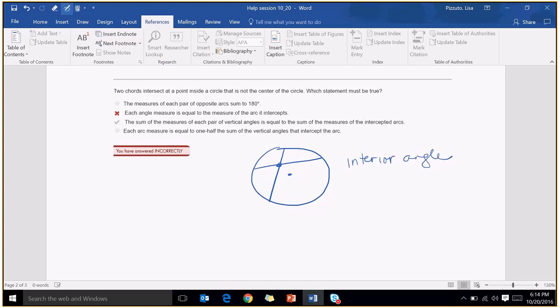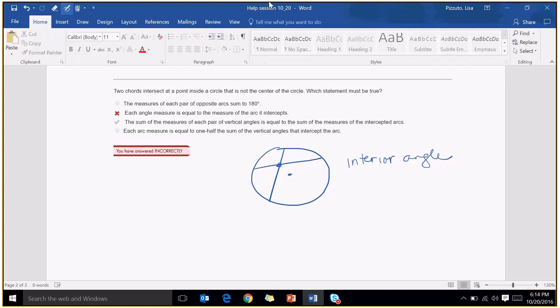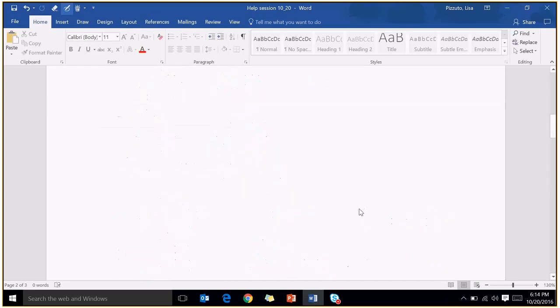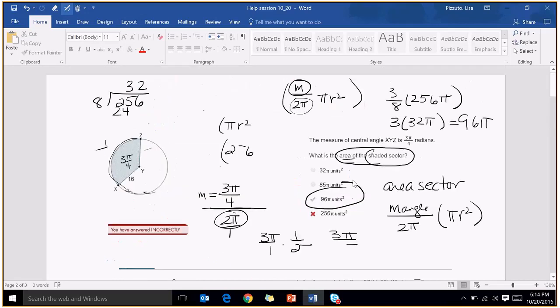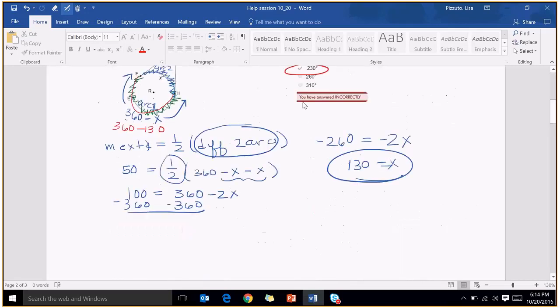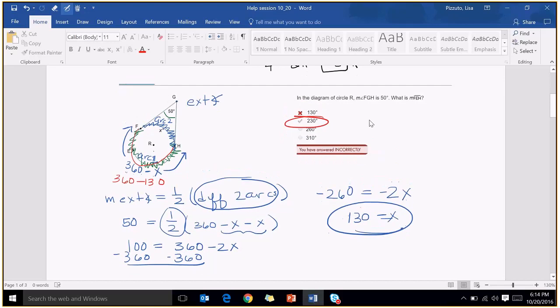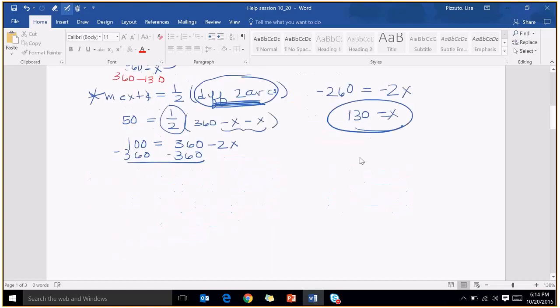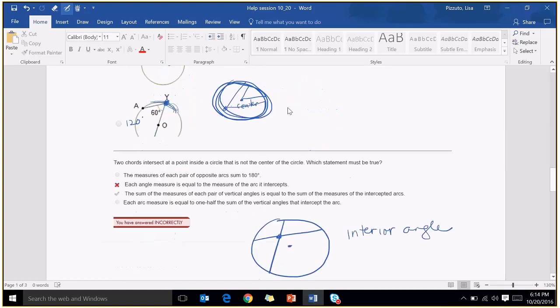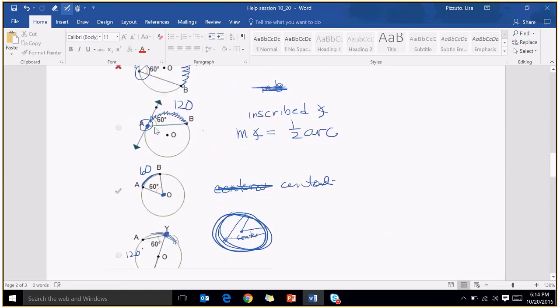Okay. So do you remember the first one we had way up here? That was an exterior angle. For the exterior angle, remember, the measure of the angle was equal to half the difference of the two arcs. Then on this one here, we had examples of inscribed angles. That's when it's on the circle, or a central angle when it's on the center.